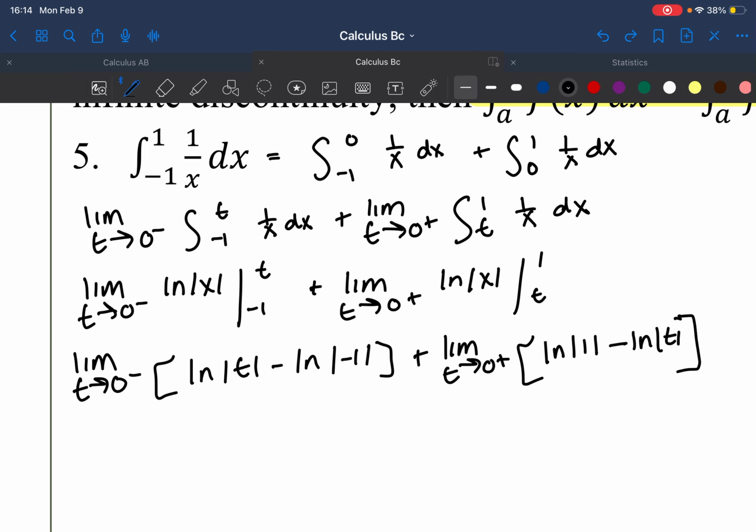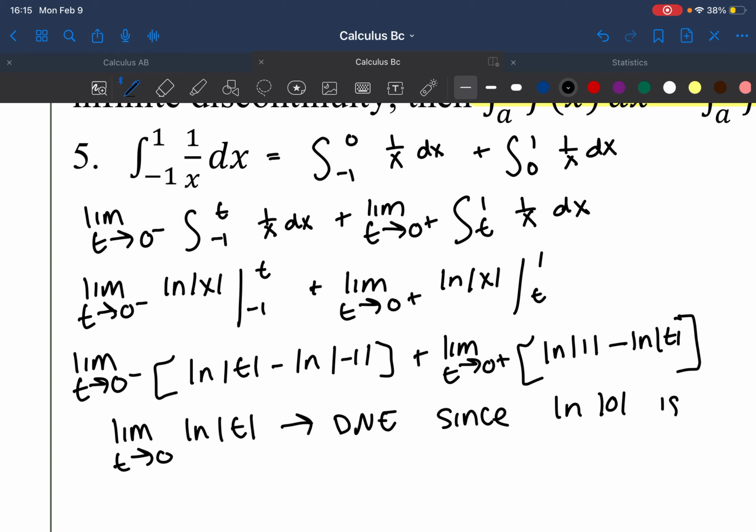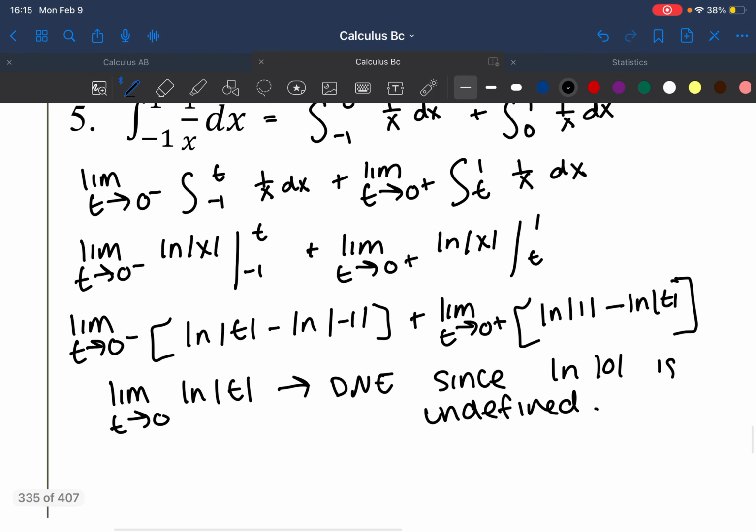We know that this is going to end up not existing because if we were just to look at the natural log, let's say the limit as t approaches 0 in general of the natural log of absolute value of t, well, there is no value that it is going to approach because the natural log of 0 is undefined. So we would say that this does not exist since the natural log of 0 is undefined. And if this limit doesn't exist, then we can say that this integral is going to diverge.